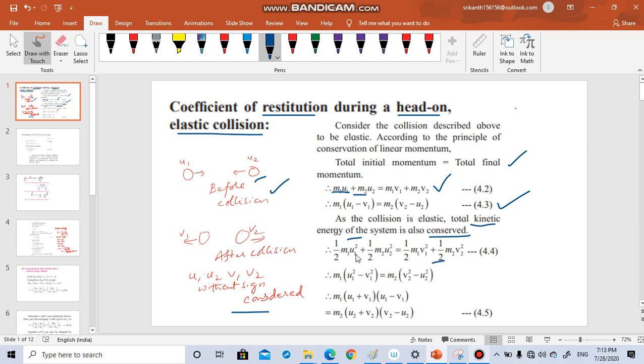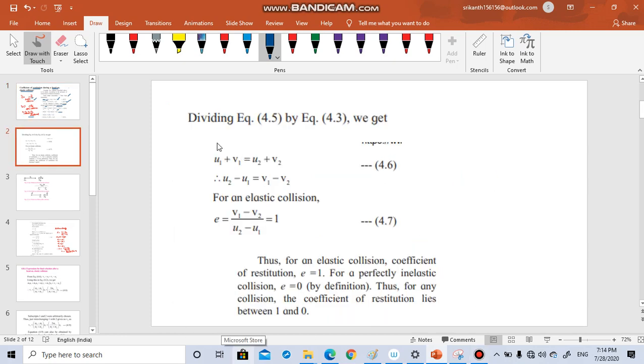Here also half will be cancelled on both sides. Bring m1 terms to this side, m2 terms to that side. You got one equation from momentum, and you got another equation from energy. We want to eliminate m1 and m2 and get an equation for velocities. So divide, using the a square minus b square formula, a minus b into a plus b. When you divide, you are going to get this equation: u1 plus v1 is equal to u2 plus v2.